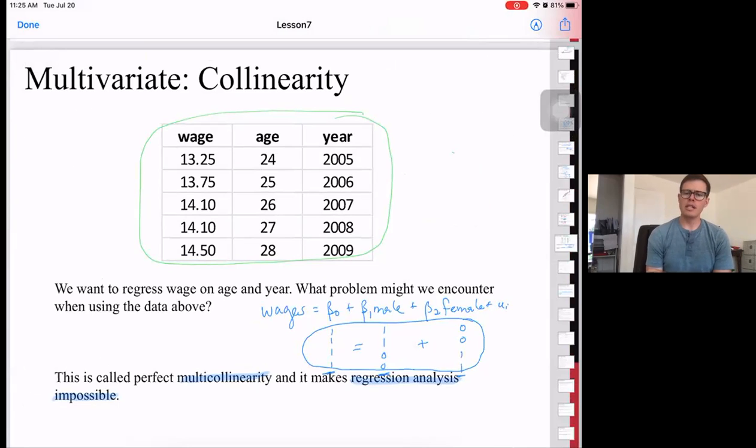Another good example is, say we put into the regression your height in inches and your height in centimeters. These are really just two ways of measuring the exact same thing. The regression can't figure out what's the effect of the height in inches and what's the effect of the height in centimeters, because they're totally the same. They never differ, so the regression can't figure out the effect of them both.